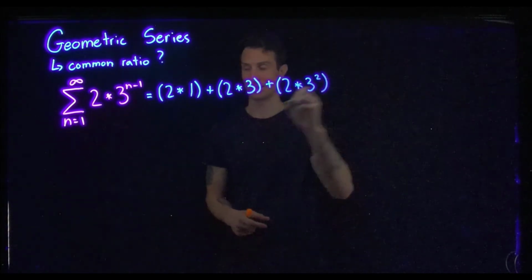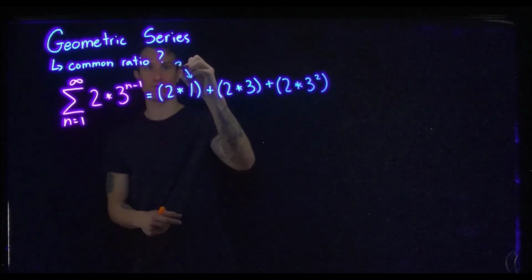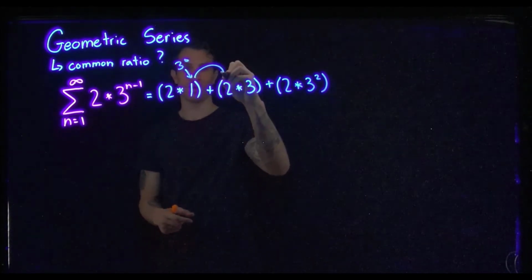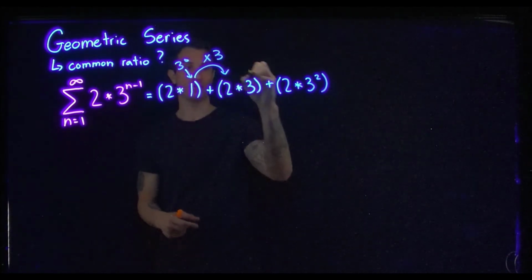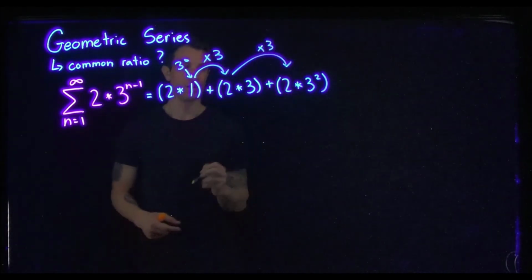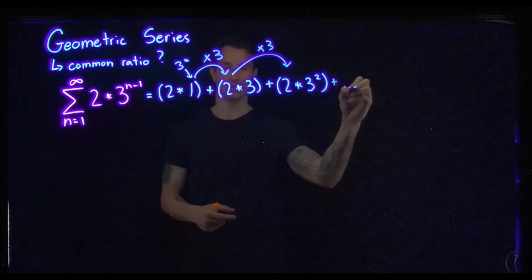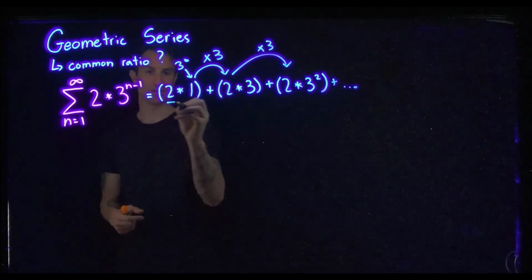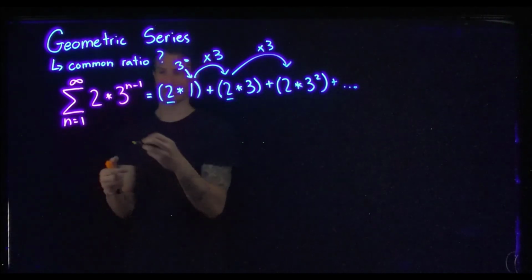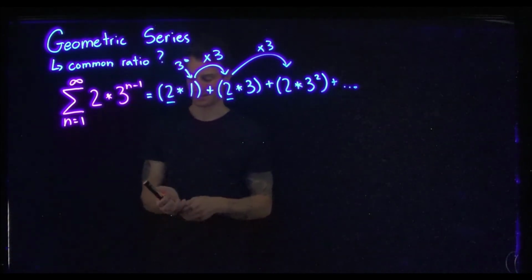So what is happening here? This essentially is 3 raised to the 0. Each time, what am I multiplying by? I'm multiplying by 3, so we do have a common ratio. Plus dot dot dot. What else do we notice? That each time we're also multiplying by 2. So the question is, do we really need to do this with every term? No, let's just pull it out to the outside, so we can simplify this.